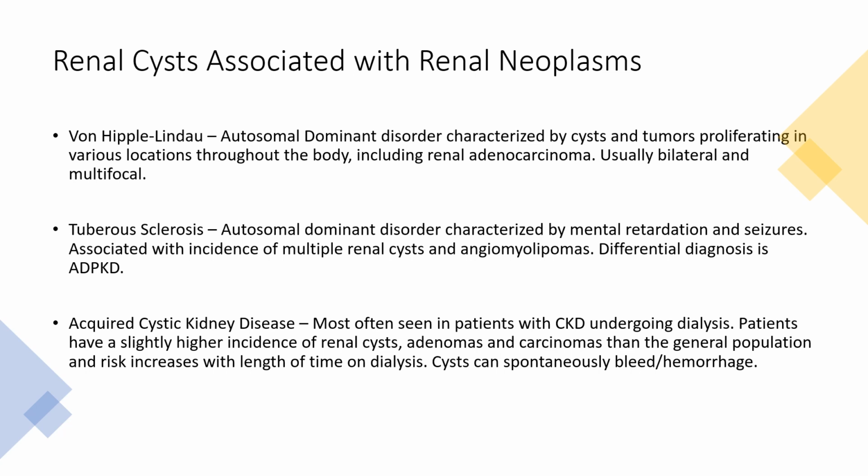And acquired cystic kidney disease, this is most often seen in patients with chronic kidney disease that are undergoing dialysis. As the patients undergo dialysis, the longer they're on it, the higher the incidence of renal cysts, adenomas, and carcinomas than the general population. And if they're on dialysis for up to 5 years, at that 5th year mark, their risk is going to increase by about 90%. Oftentimes, these cysts can spontaneously bleed or hemorrhage.